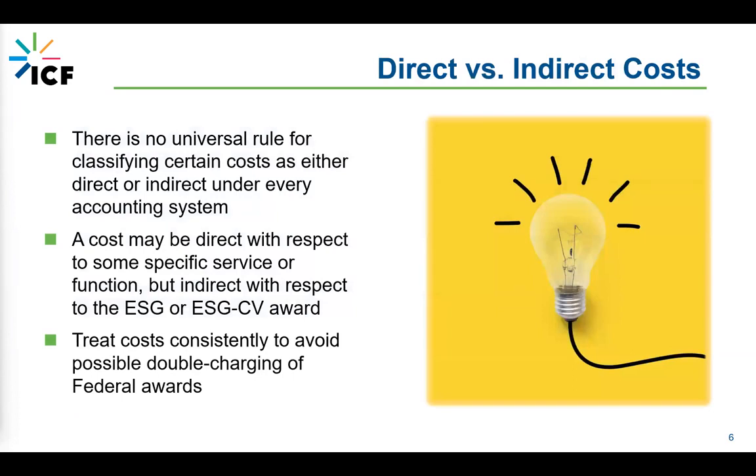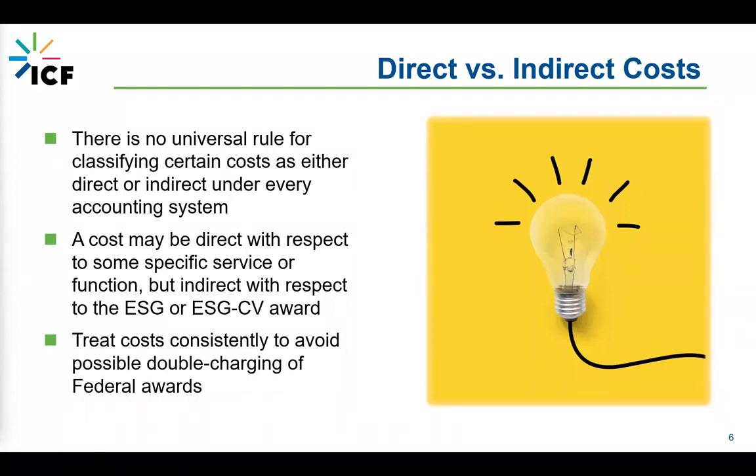So direct costs. There is no universal rule for classifying certain costs as either direct or indirect under every accounting system. A cost may be direct with respect to some specific service or function, but indirect with respect to the ESG or ESG-CV award. Therefore, it is essential that each item of cost incurred for the same purpose be treated consistently in like circumstances, either as a direct or an indirect cost, in order to avoid possible double charging of federal awards.